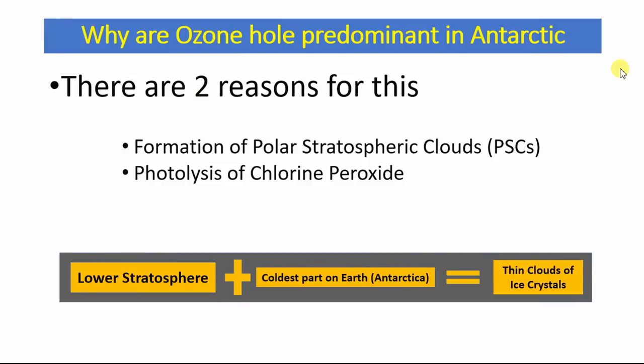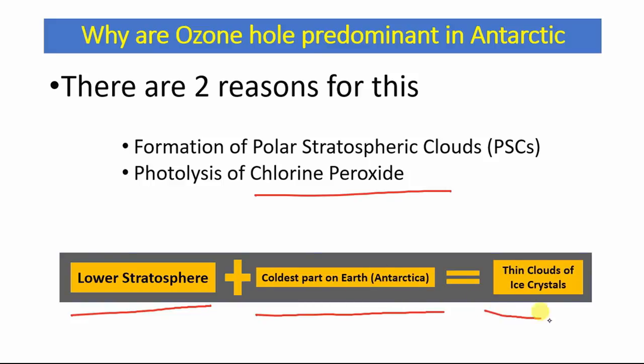Another reason is photolysis of chlorine peroxide. This requires UV light, which is available in lower stratosphere in spring season. These two are responsible for the loss of ozone. Lower stratosphere plus coldest part of the earth, which is Antarctica, and they form thin clouds of ice crystals. This is called as polar stratospheric clouds.